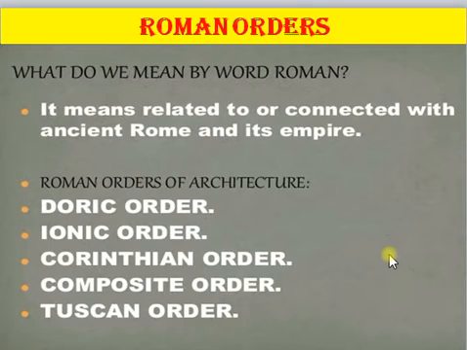So today we are going to discuss the Roman orders. What do we mean by the word Roman? It means related to or connected to ancient Rome and its empire. The Tuscan and Composite orders were developed by the Romans, and the Doric, Ionic, and Corinthian orders were adapted by the Roman architects.